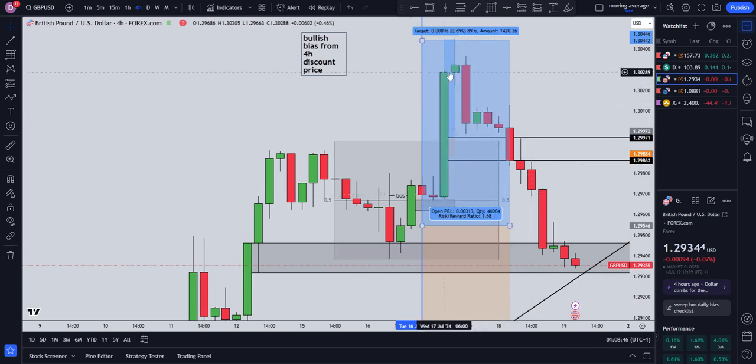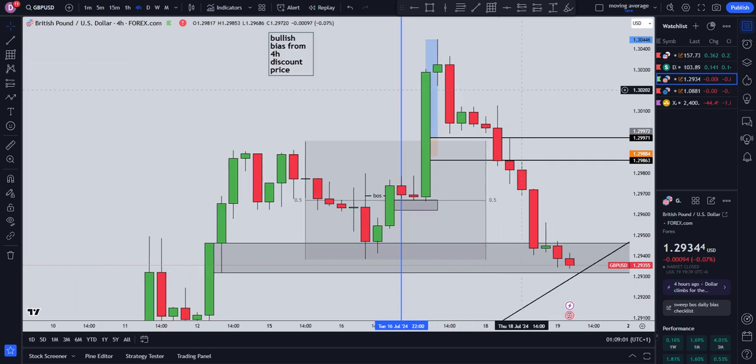Also, why do you think this candle's so big? Because institutions are buying from these areas. We're in discount. Of course we're going to keep going up, because big banks control these markets, not people. Banks control these markets.